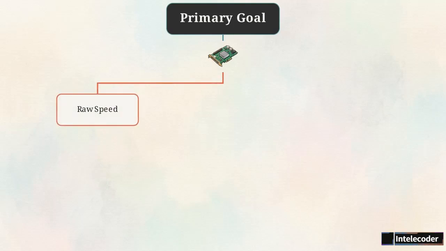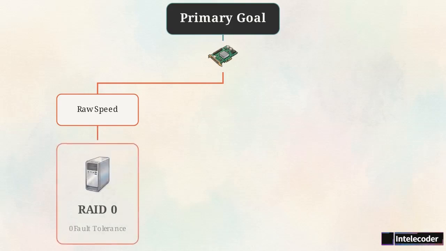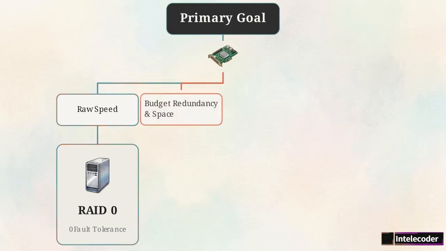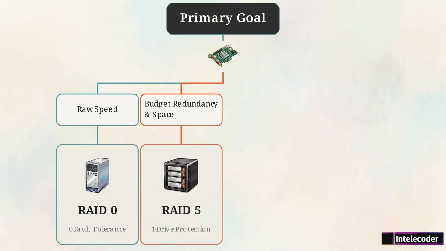Knowing how the data blocks drop is useless unless you map the technology to your specific scenario. This flowchart starts with the determining question: what is your primary priority? If you are running a video editing scratch disk where raw speed is the absolute priority, redundancy doesn't matter and your files are backed up elsewhere, you use RAID 0. If you are building a home media server or a general file archive, and your goal is massive storage capacity on a budget with basic single drive protection, you go with RAID 5.